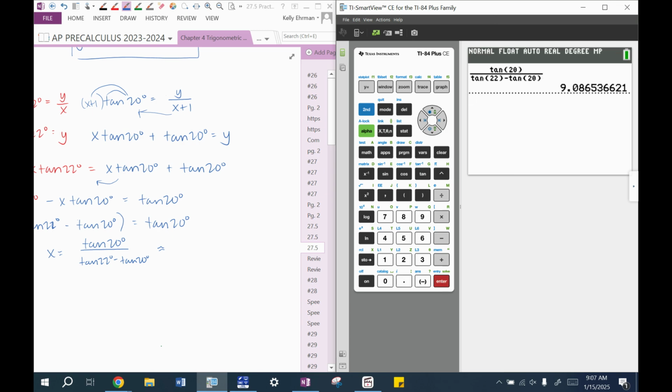Now, do not round this. So write down on my paper. I guess I don't have to write it down on my paper, but I'm going to. I'm going to write down the whole thing. Leave it on your calculator screen. That's the important part. And why am I not rounding this? Because this is not my final answer.